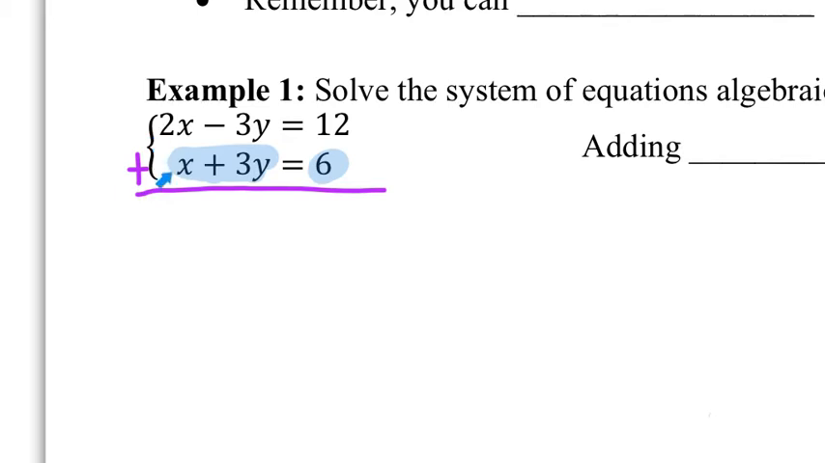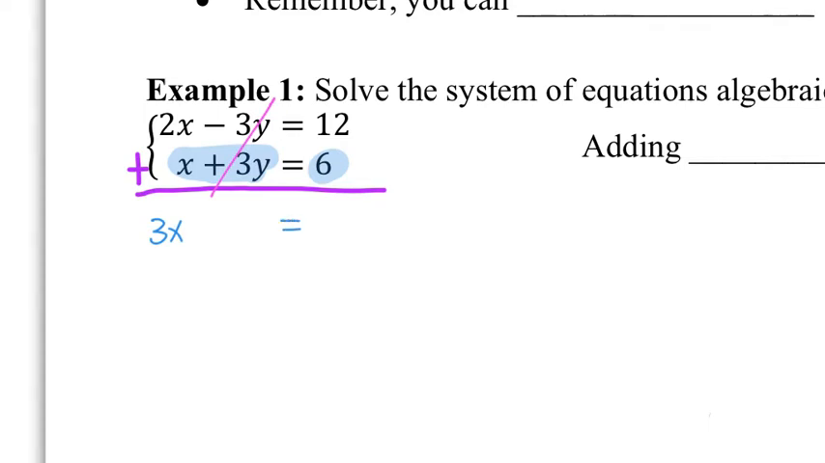So what's 2x plus x? That's 3x. And then what's negative 3y? This is minus 3y, so negative 3y plus 3y, that's 0. That zeroes out. That variable eliminates. And that's what we wanted.